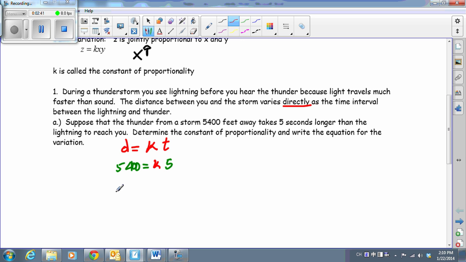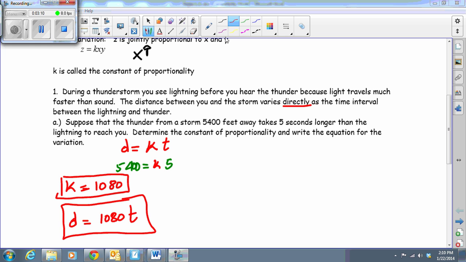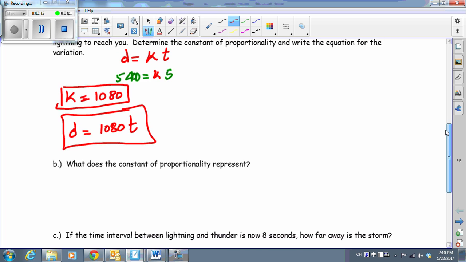So I will divide both sides by 5, and I get k is equal to 1080. k does not have a unit. It is the constant of proportionality. Now that I have k, I can rewrite the equation and say d is equal to k, which is 1080, times the time. I will go on to the next question.